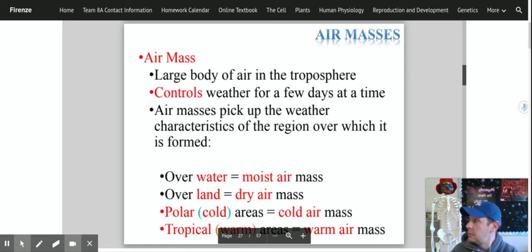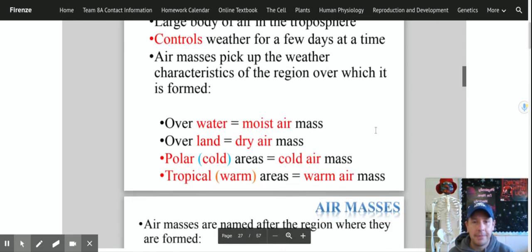Bones just whispered in my ear. It ain't rocket science. The characteristics go where the air mass forms. Very simple to understand.